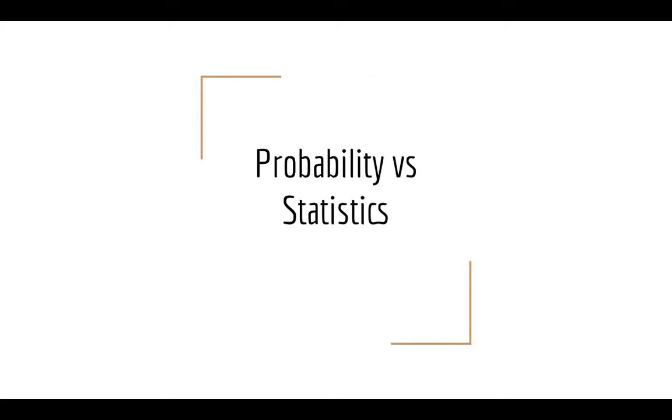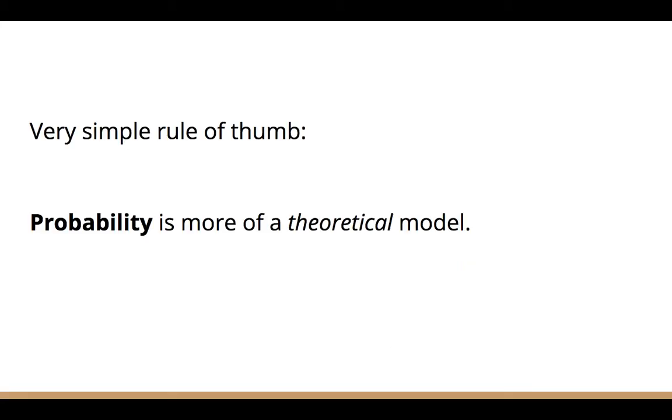In this video, I want to talk about probability versus statistics and the difference between these two things. It's about a question that I posed yesterday. There's a very simple rule of thumb. Probability is just more of a theoretical model. When you think of probabilities, you're thinking of a more abstract thing in mathematics.